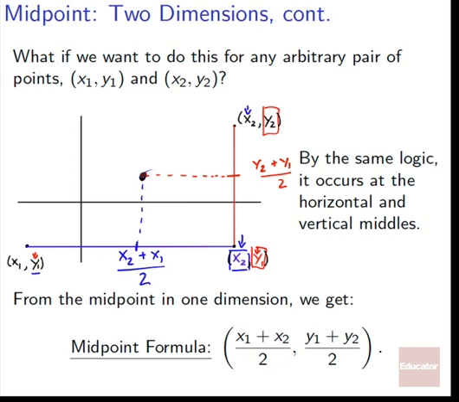So from the midpoint in one dimension, we can figure out what it is horizontally. Horizontal locations were x1 and x2, so its midpoint is x1 plus x2 over 2. And vertically, our locations were y1 and y2, so the middle of our vertical locations will be y1 plus y2 over 2. Great. So our midpoint formula is just x1 plus x2 over 2 and y1 plus y2 over 2.